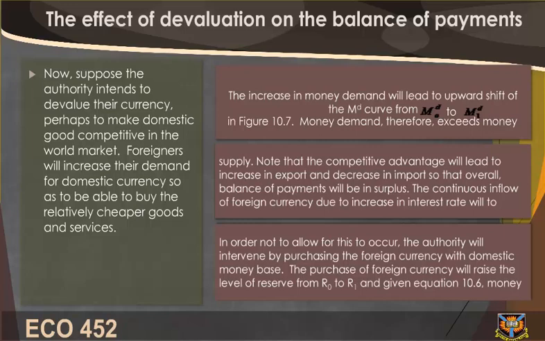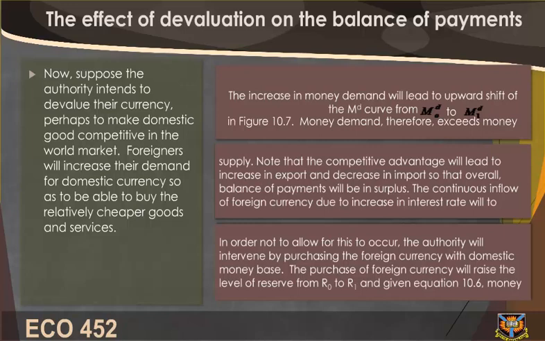Note that the competitive advantage will lead to an increase in export and a decrease in import, so that the overall balance of payments will be in surplus. The continuous inflow of foreign currency due to the increase in interest rate will occur, and in order not to allow this, the authority will intervene by purchasing the foreign currency with domestic money base.